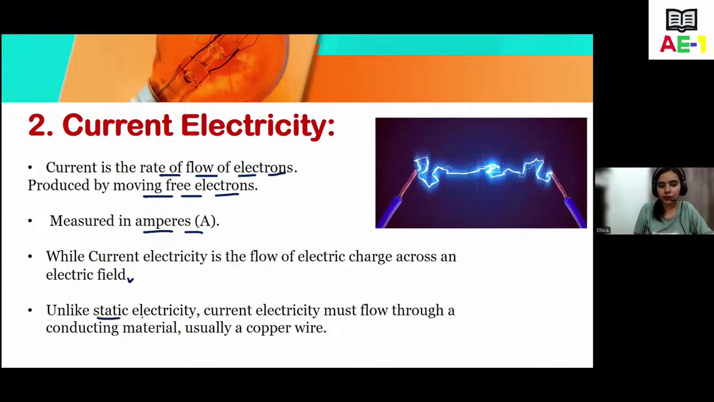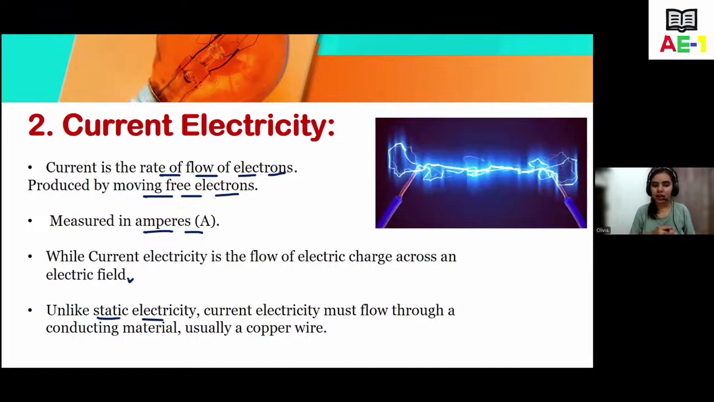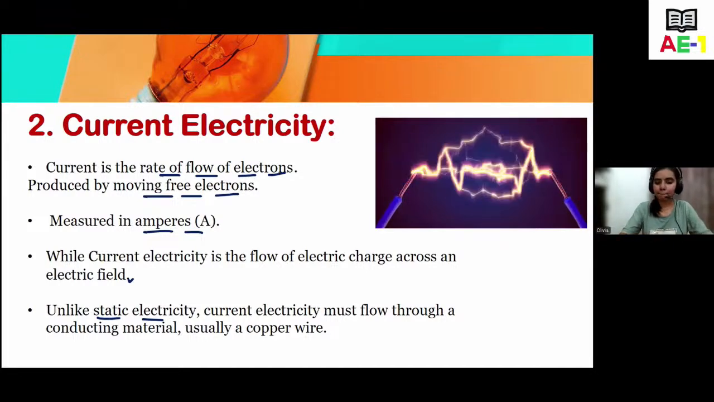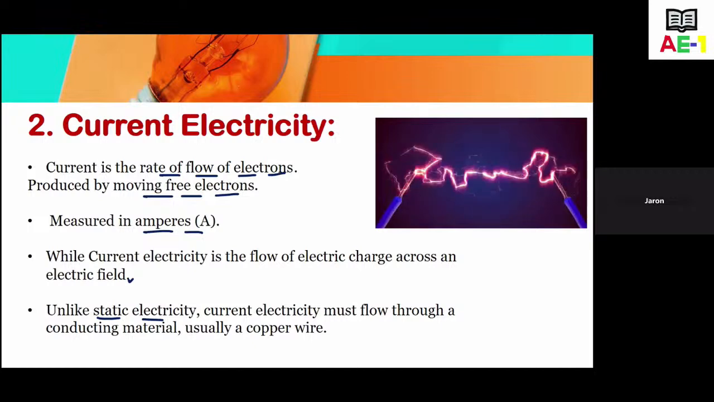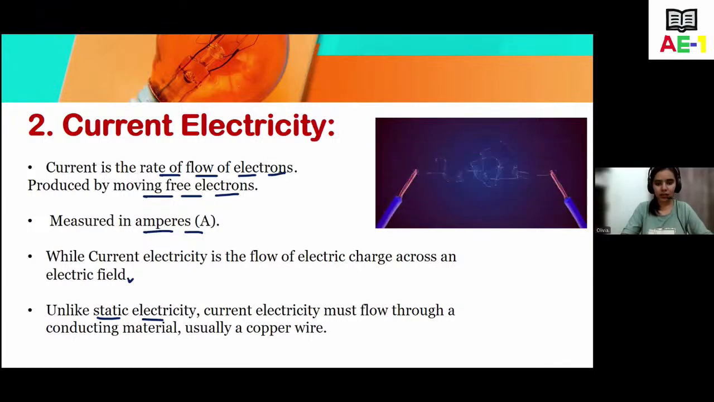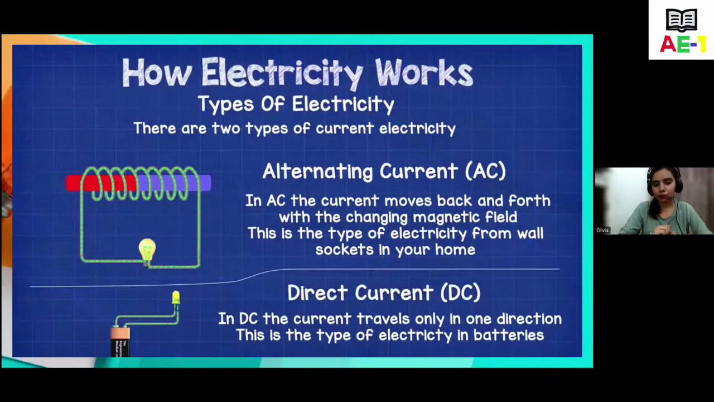But unlike static electricity, where there is no need for a conducting material at all, in current electricity the flow must be through a conducting material. Is it clear or is there any doubt in this? It's clear. Okay, that's great. See, there is one term, conducting material. Conducting materials are those materials that allow the flow of current through them. For example, metals. Objects like wood and paper don't allow the flow of current through them.